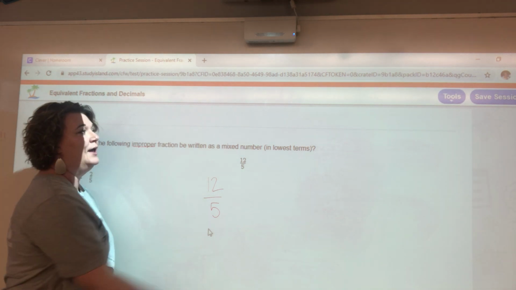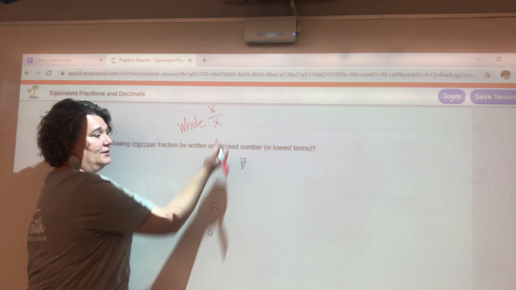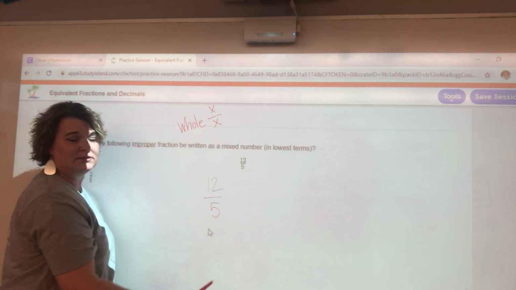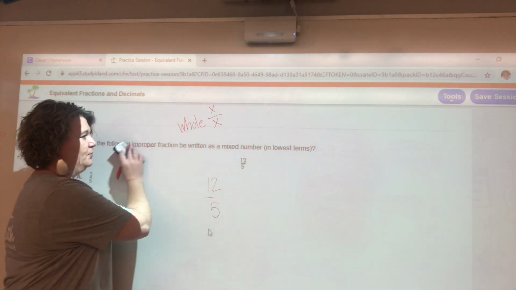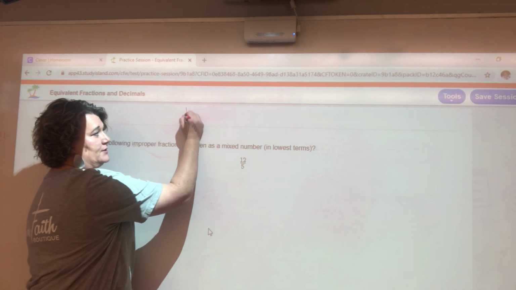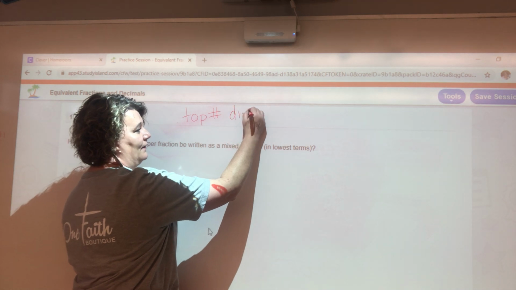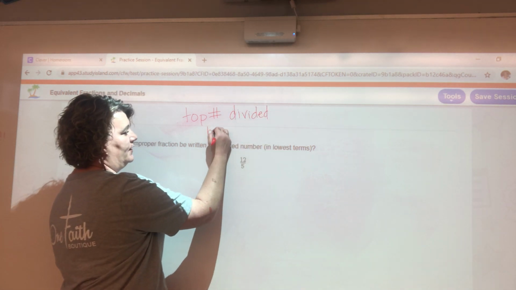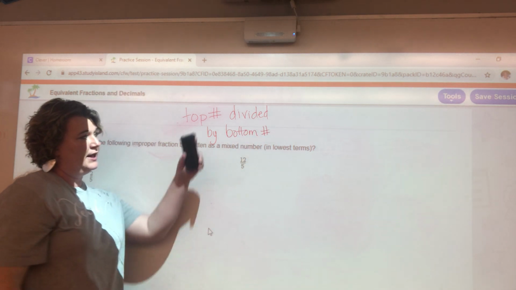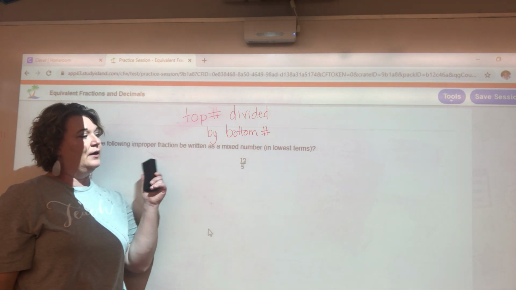Now, a mixed number means it's got a whole number, and then over here it's got a fraction. That's what makes it mixed. A whole number plus a fraction. So we don't want to leave this improper. We hardly ever leave a fraction improper like that. So here's what you do. You take the top number. In fact, write this in your notes. Top number, and I'm writing the hashtag sign for number, divided by the bottom number. We're going to be doing this all day, all lesson. Top number divided by the bottom number.